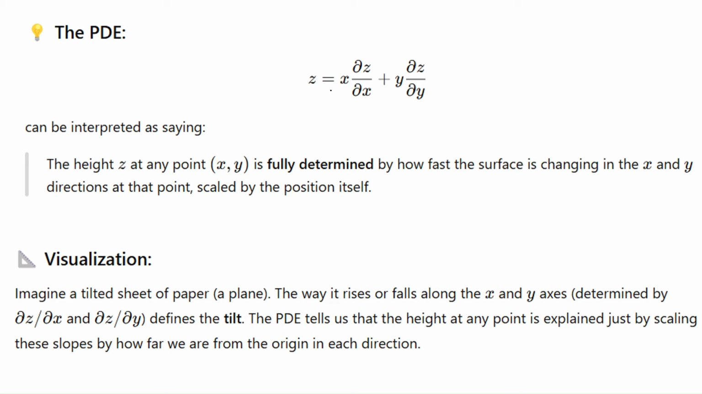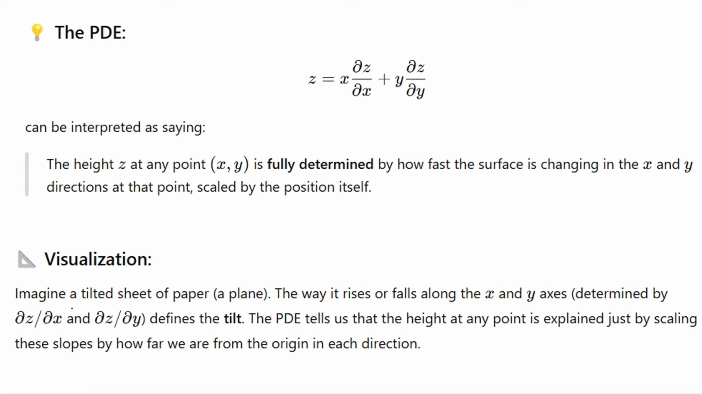The PDE z equals x del z del x plus y del z del y can be interpreted as saying the height z at any point (x, y) is fully determined by how fast the surface is changing in the x and y directions at that point, scaled by the position itself.